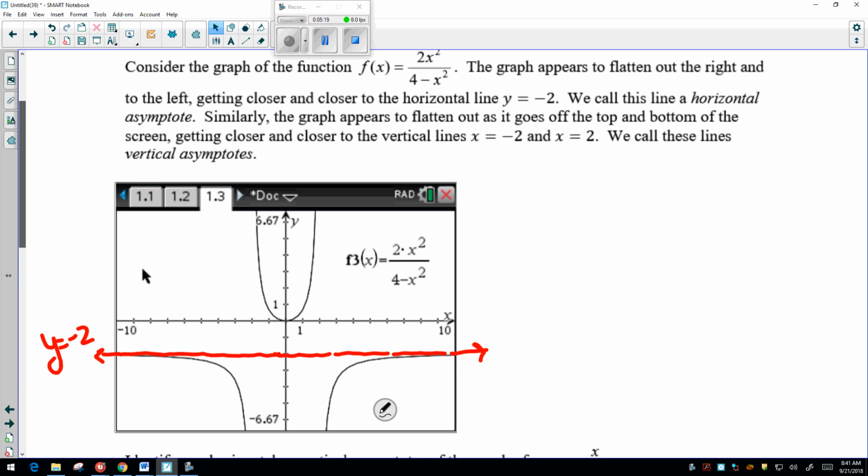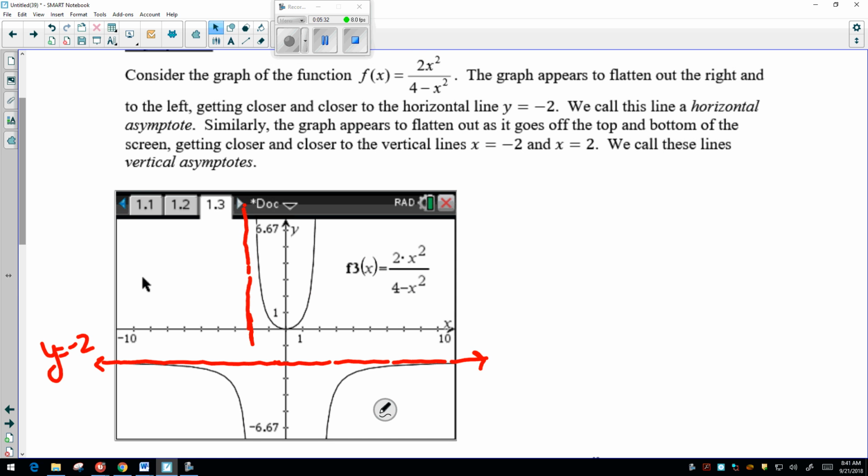But we also can have vertical asymptotes. If I take a look at the graph again, up at the top part of the graph, it looks like it's starting to flatten out and get super duper close, not touching, somewhere around -2. Same thing over here, but at +2. So I can have functions with both vertical and horizontal asymptotes.